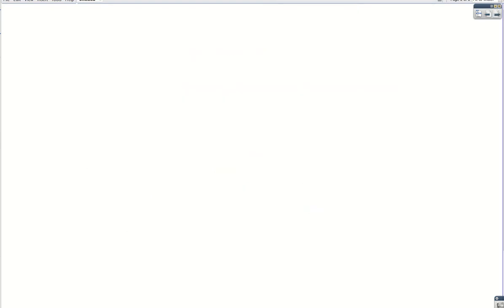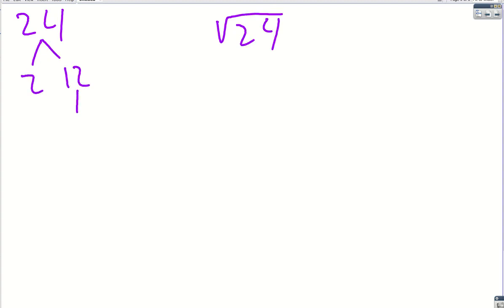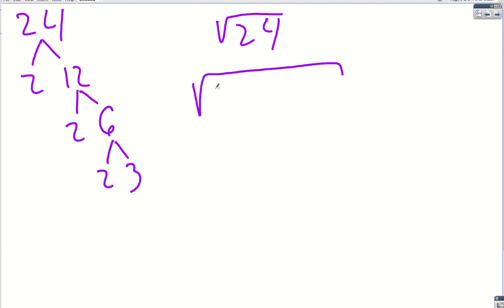So let's look at one more example with just a square root. Then we'll do a cubed root, and then we'll do some variables. So let's say I had 24, and they wanted to know the square root of 24. I would split this up as 2 and 12, 2 and 6, 2 and 3. Which means what goes inside are the ends, which is 2 times 2 times 2 times 3.